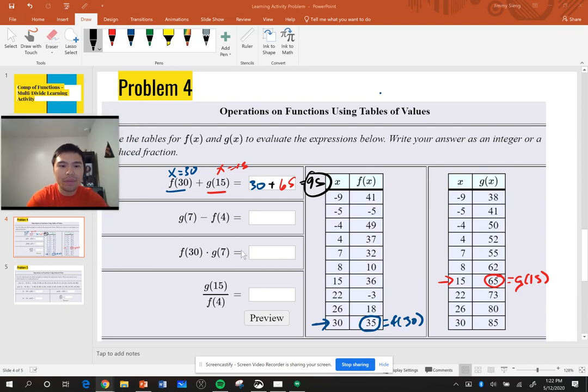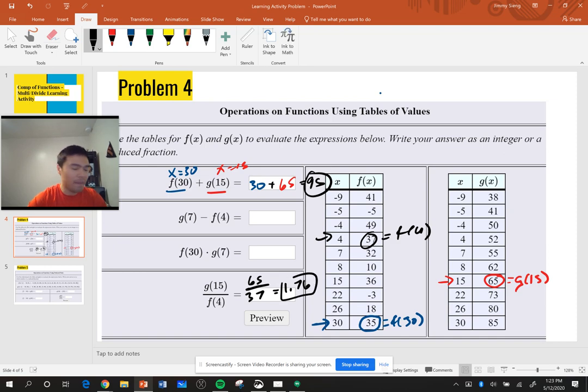Again, I could even do this division one. Well, g of 15 is 65. So we have 65 divided by f of 4, which is right here. That's equal to 37. So 65 divided by 37. And remember to round to the nearest hundredth, but 65 divided by 37 should give you 1.76, all right? And that's pretty much it for that one, all right?